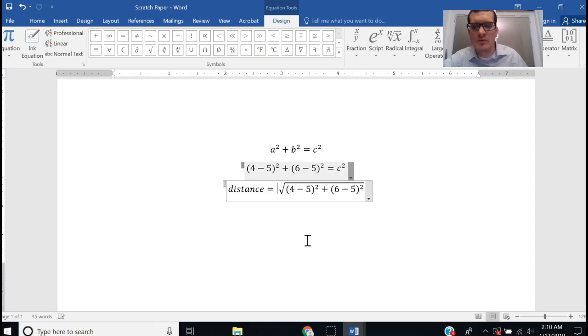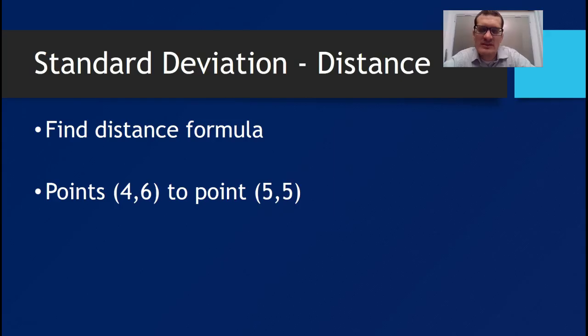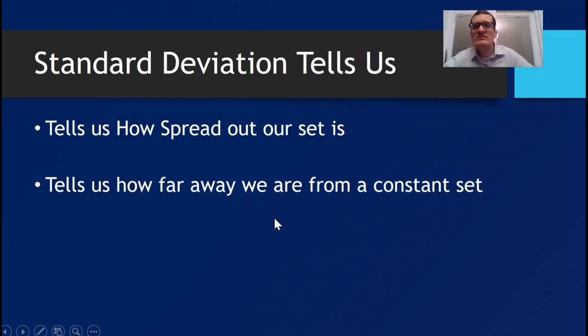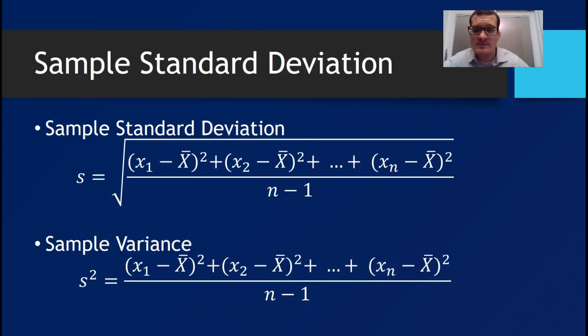So that's what standard deviation is. Standard deviation is the distance between our set and a set that has all constants. All right, so like if our set was 4, 6, the set of all constants would have been 5, 5. Okay, so what does standard deviation tell us in short? Well, standard deviation tells us how spread out our data is, and it tells us how far we are distance-wise from a constant set. All right. So yeah, that's what standard deviation is really telling us.